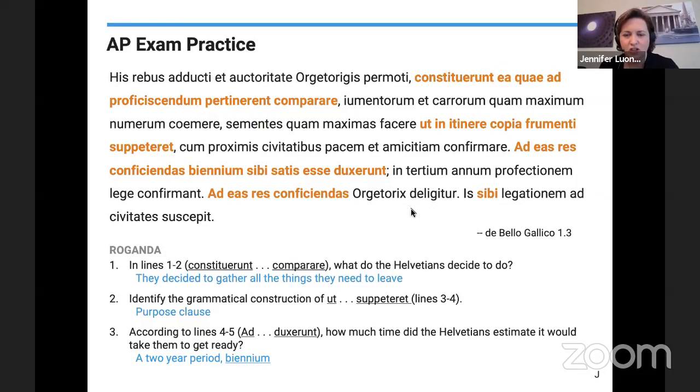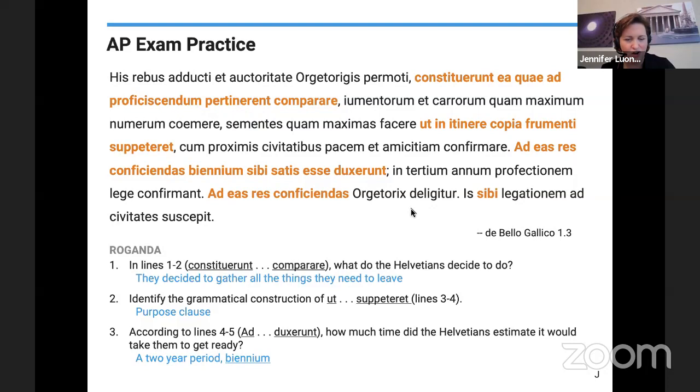Identify the grammatical construction of ut in itinere copia frumenti subpeteret. We talked about this construction yesterday, but yesterday it started with a ne because people were doing something not to suffer any inconvenience from contact with the people who had been socially distanced. But today, the Helvetians are doing this in order to do something. So this is a purpose clause. If you see ut plus the thing that people are trying to do, they did it so that a supply of grain was ready for them on their journey, then that's a purpose clause.